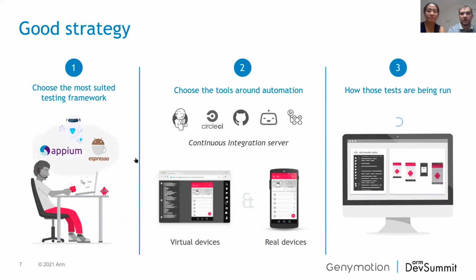Key components of this strategy are choosing the most suited testing framework, the tools around automation, and how those tests are being run. Here, I will give you some examples of implementation where automating tests without any strategy is inefficient.